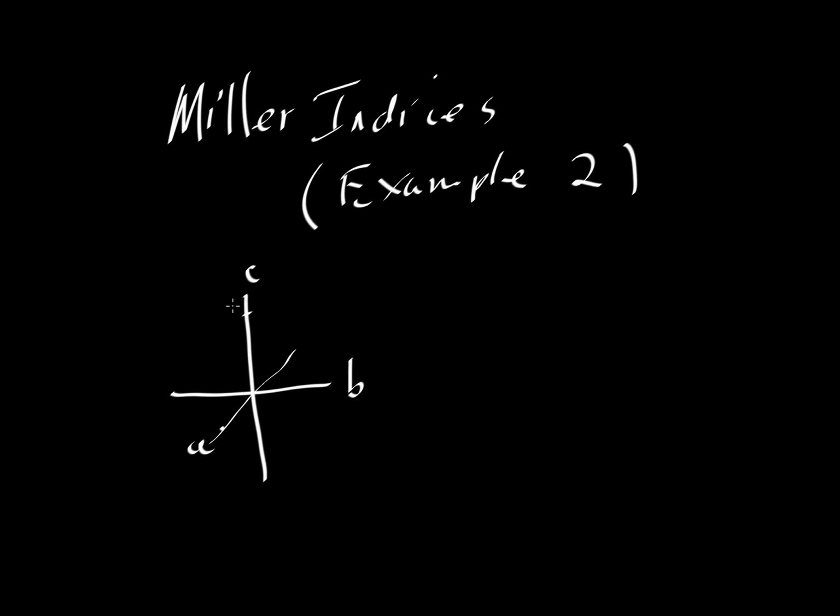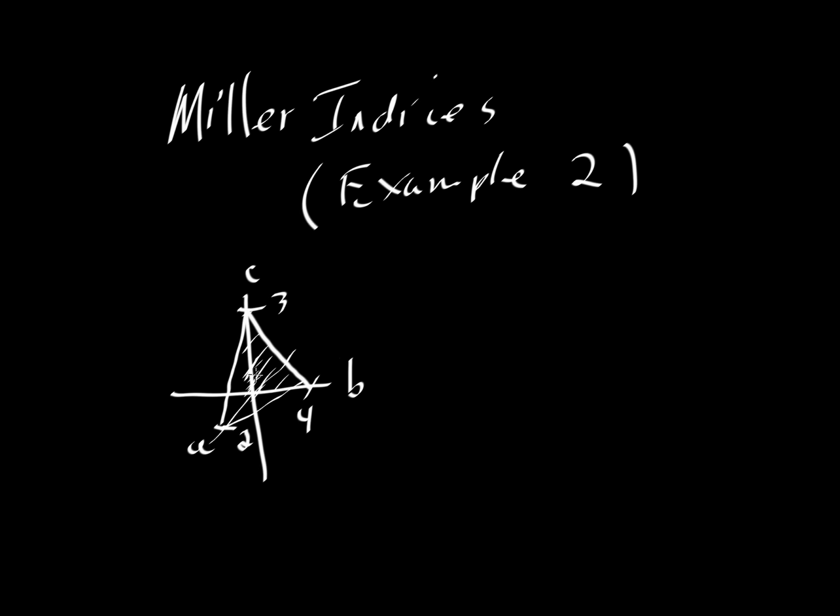Let's take some odd numbers. Let's say that the C axis is hit at 3, and the face intercepts B at 4. And let's say the A is intercepted at 2. And so we have a face that looks like this. It's not necessarily an equilateral triangle.